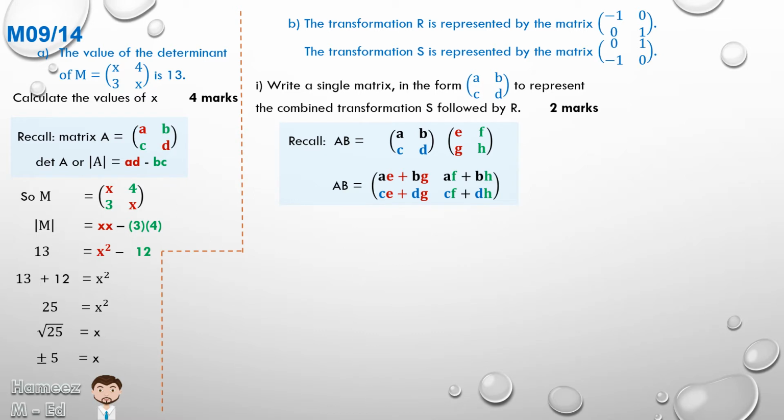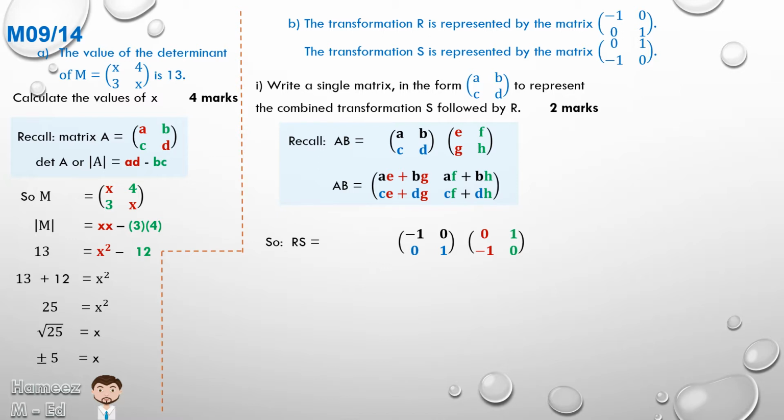So let's apply that to our multiplication. Now they're telling us that we are applying S first and then R. So S will go on the right because that is what will be applied first, and then R. So RS is equal to minus 1, 0, 0, 1, which is the R term, times the S term, 0, 1, minus 1, 0.